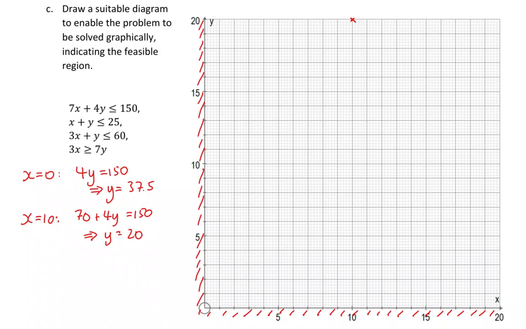Now let's try x is 20, shall we? So we've got 140 plus 4y is equal to 150. So that would mean y is 2.5. Now, 2.5, so I can pretty much draw that. That'll be about there. So I'm going to run with that.